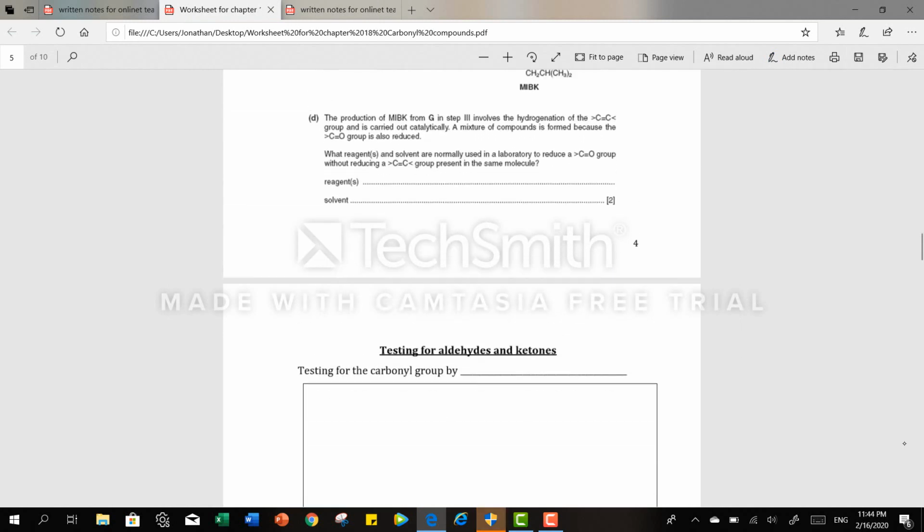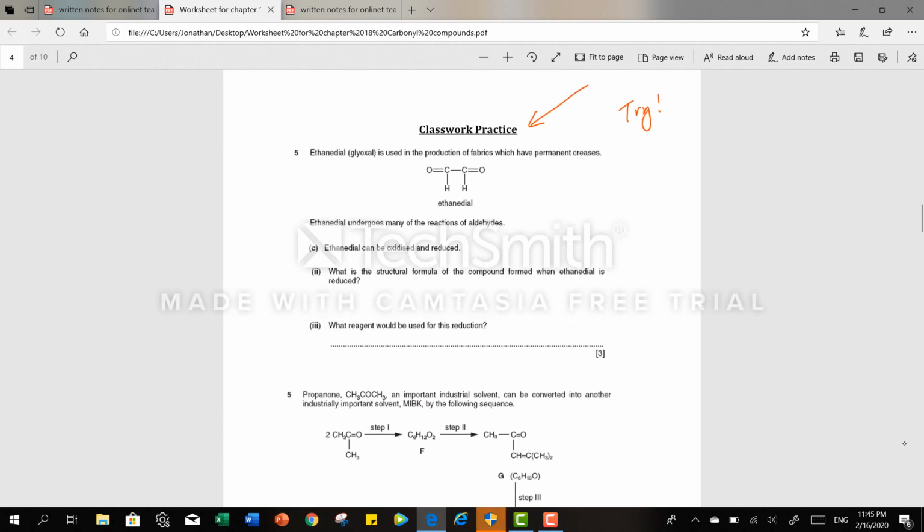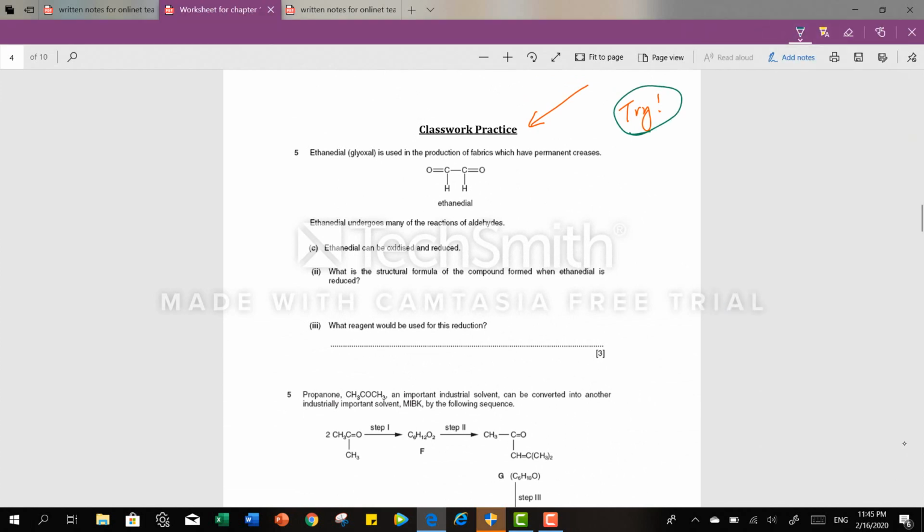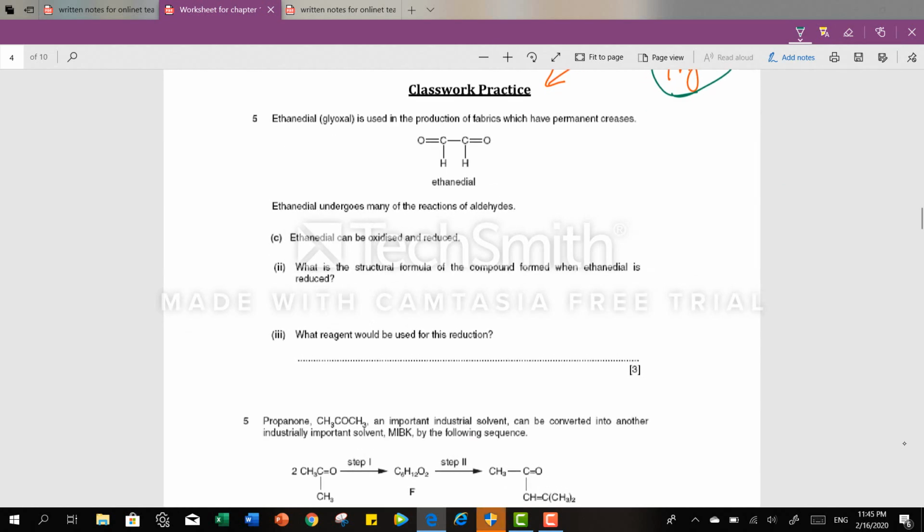Okay. Now last time I asked you to try this question. Let's take a look together. Have you tried? Anyway, I will go through this question with you now. Ethanedial can be oxidized and reduced. What's the structural formula formed when it is reduced? So the aldehyde, when it is reduced, goes back to its primary alcohol. So the structure will be CH2OH, CH2OH, with both sides bearing the primary alcohol.